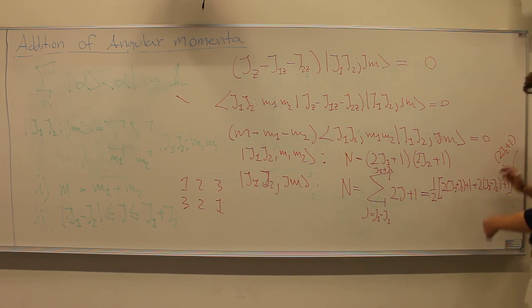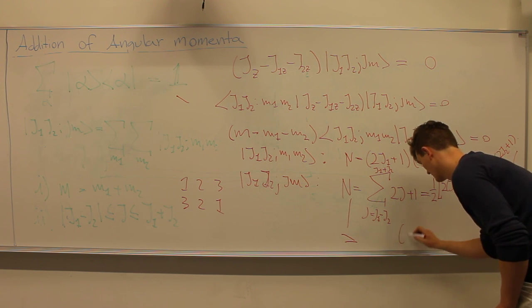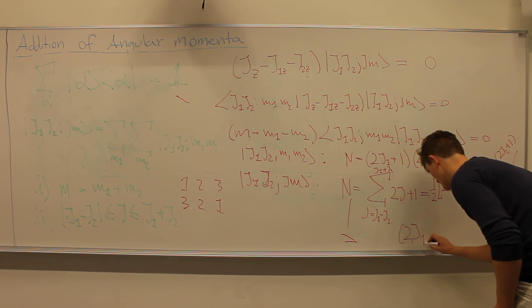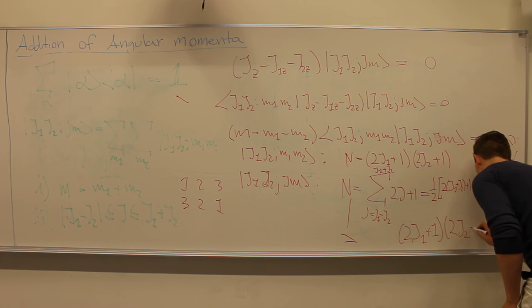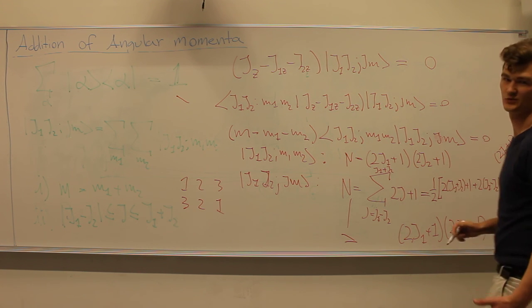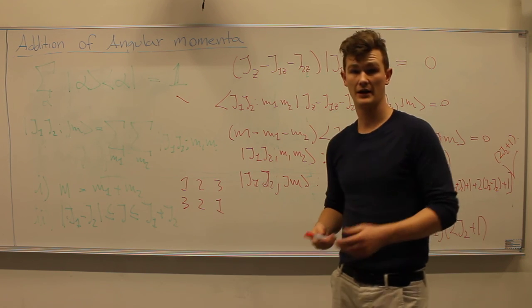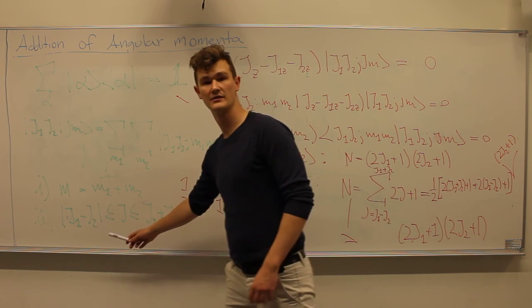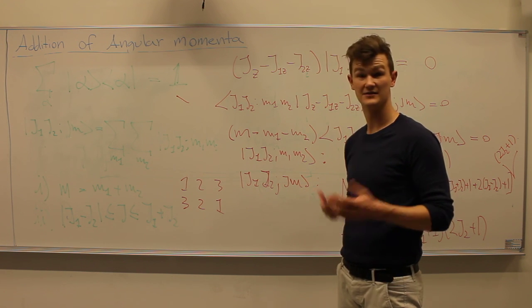If you actually calculate this out, then you would get the formula (2J1 plus 1) times (2J2 plus 1), which was what we set out to show. So I know that I haven't proven that this is exactly right. I hope you will accept that this is the case.